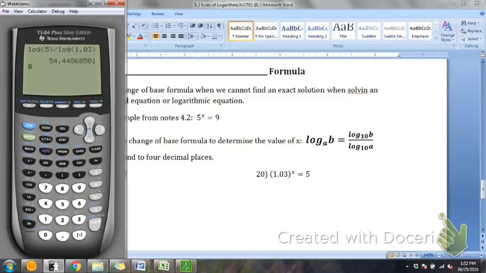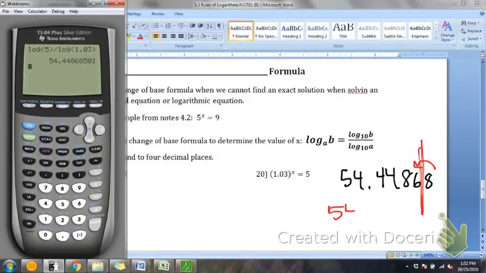You're getting 54.44868. So if I'm going to pause it there, after 4 decimal places, I have 54.44868. This is my stopping place, 4 decimal places, and that 8 is big enough that this needs to become a 7.